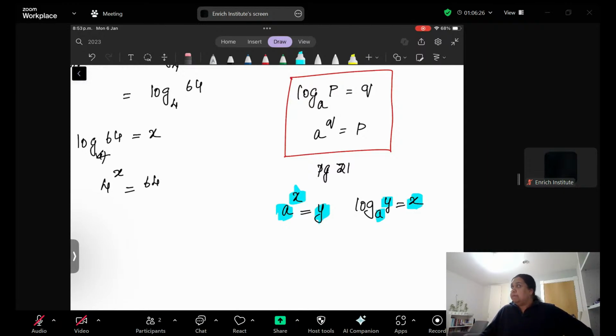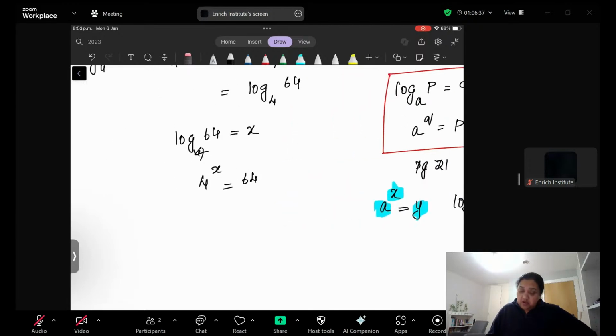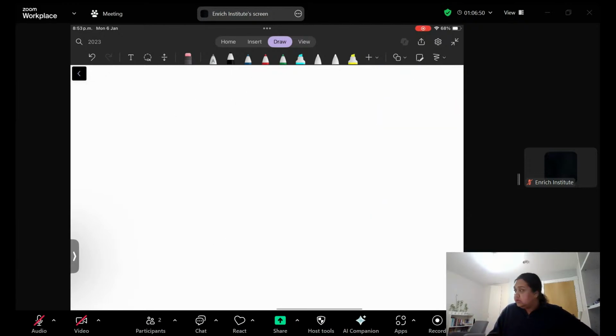Now, we are moving on to one more question. Yeah, we didn't complete this, sorry. 4 to the power of x is equal to 64. So 4 to the power of x is equal to 64 can be written as 4 to the power of 3, and then x is equal to 3. We'll do one more question on this.